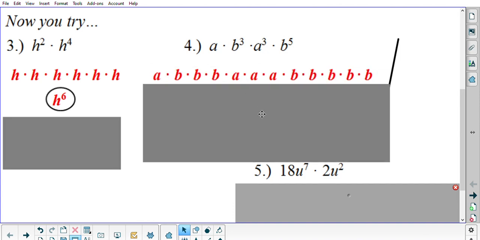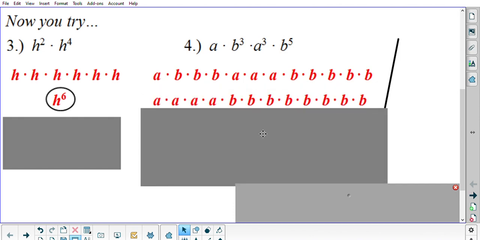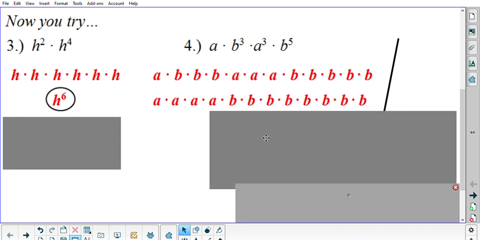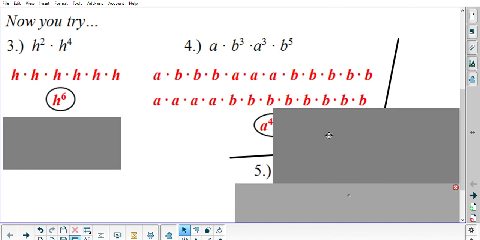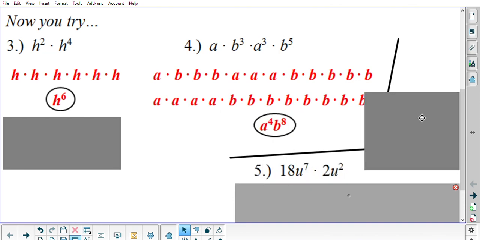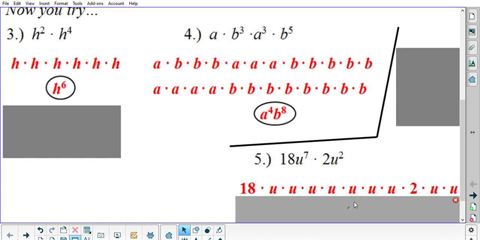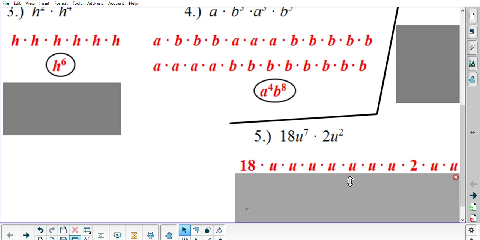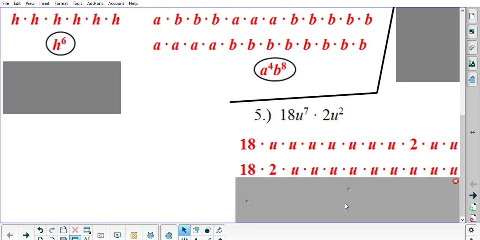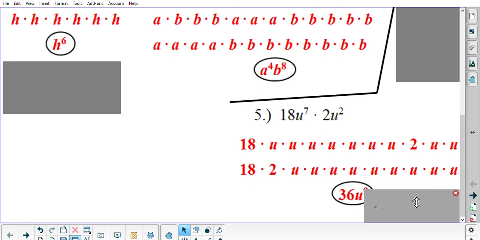Problem number 4. The work would look like this. Use your commutative property. All these a's would be the same as a to the 4th, and all the b's would be the same as b to the 8th. Problem number 5. Write out all the u's. The 18 and the 2 stay as 18 and 2. You can use your commutative property. 18 times 2 is the same as 36, and all these u's multiplied together would be the same as u to the 9th.